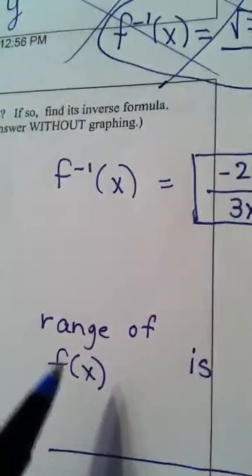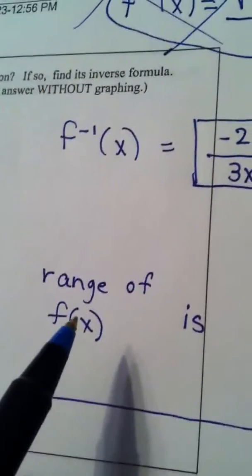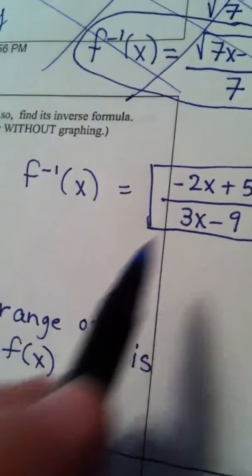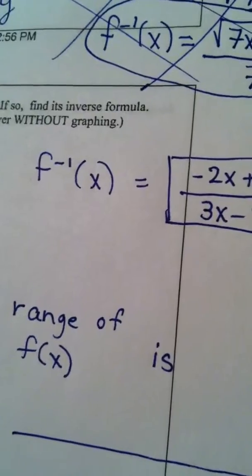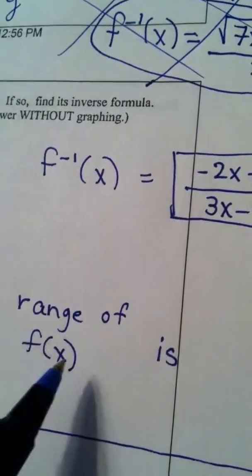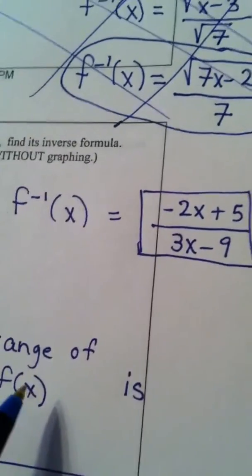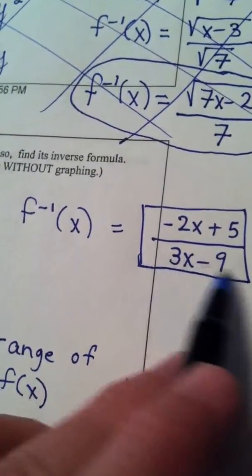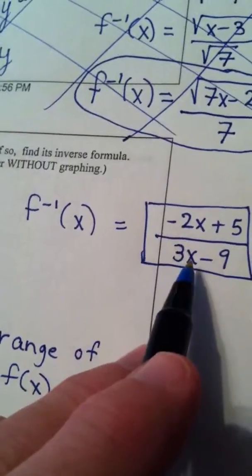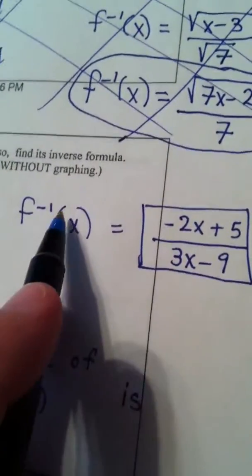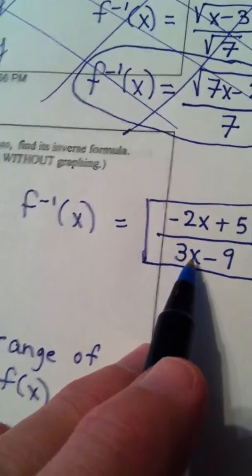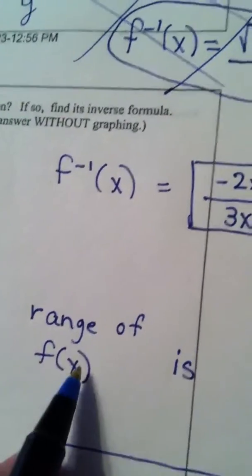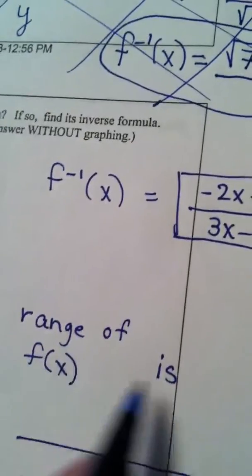You know how inverse functions relate to each other. The range of the original function would be the domain of the inverse. They switch places. So if I want to find the range of f of x, I'm really looking for the domain of f inverse. Hopefully that's very easy to see. This is f inverse. Hopefully you can tell the domain is every real number except 3, because if I put in a 3 it would make this become 0. So the domain of the inverse function is all reals except 3. That would also be the range of the original function. The domain of the inverse is the range of the original.